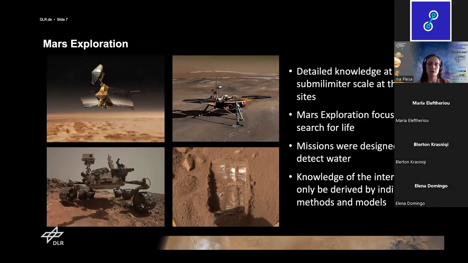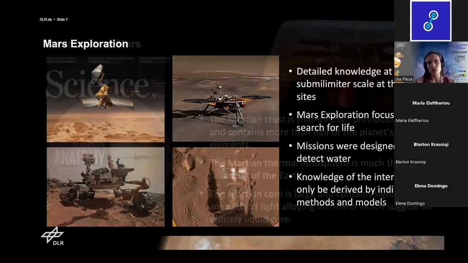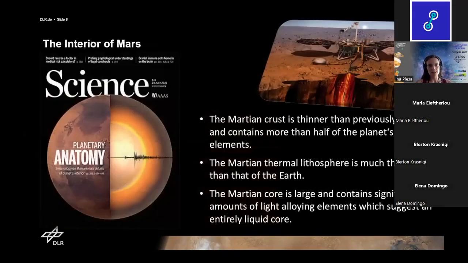However, for the interior of the planet, most of the time we don't have direct measurements. So we have to derive our knowledge by indirect methods and models. But this has changed with the arrival of the InSight mission. The InSight mission is a landed mission. It landed close to one of the big volcanic centers on Mars, at the border of the dichotomy, this difference in altitude between the southern and northern hemisphere of Mars.